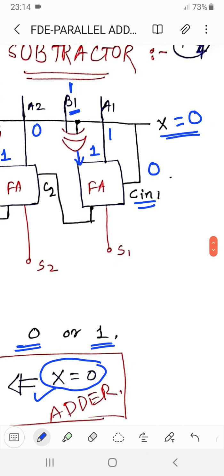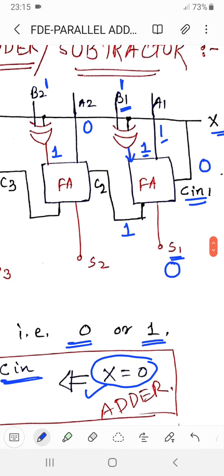Okay, so let us do our normal full adder exercise. In a full adder, we know that the sum is nothing but the XOR operation of all the inputs. Here, 1 plus 1, so the sum is 0 and the carry is 1. This one is coming to the carry input of the second full adder.